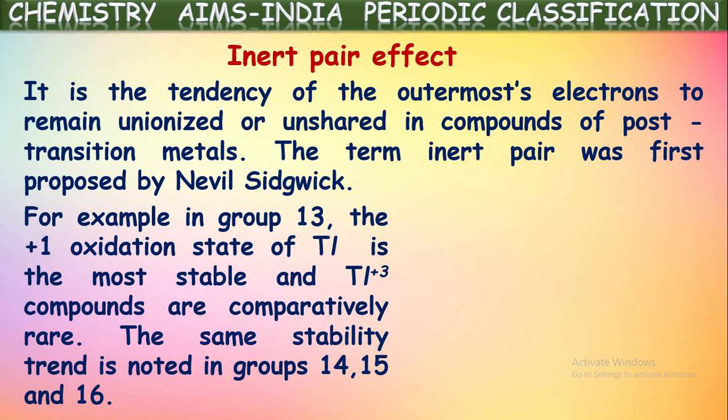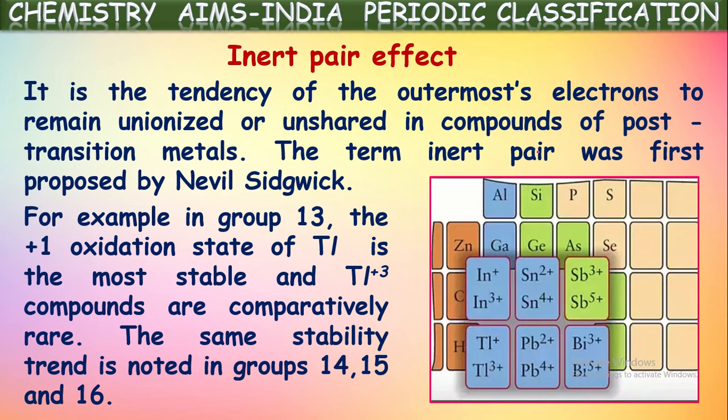For example, in group 13, this is the first group after the transition elements, isn't it? So third A group we call it, that is aluminium, gallium, indium and thallium. For these elements, the oxidation state +1 is more stable and the oxidation state +3 is rarely seen in their compounds. For example, the +1 oxidation state of thallium is more stable. Thallium is the heaviest element among these. And thallium +3 ion compounds are comparatively rare. The same stability trend is noted in groups 14, 15 and 16 also.